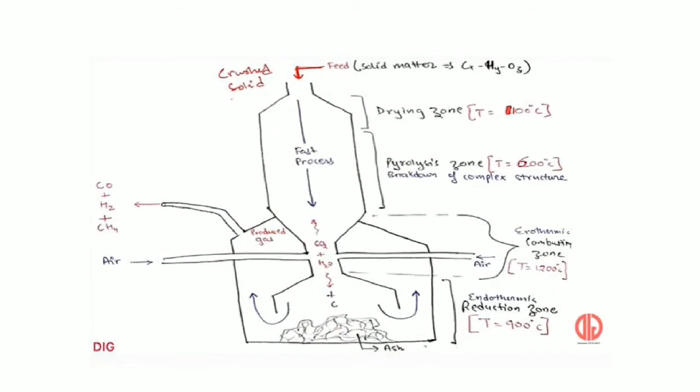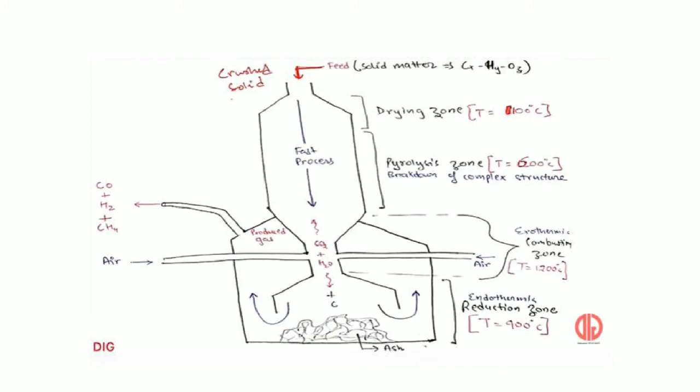So there is a picture of this process. Carbon monoxide plus hydrogen plus methane, and these are the produced gas. Air is going through this process. In the process, carbon dioxide in addition to water also adds to carbon. There are so many ashes.